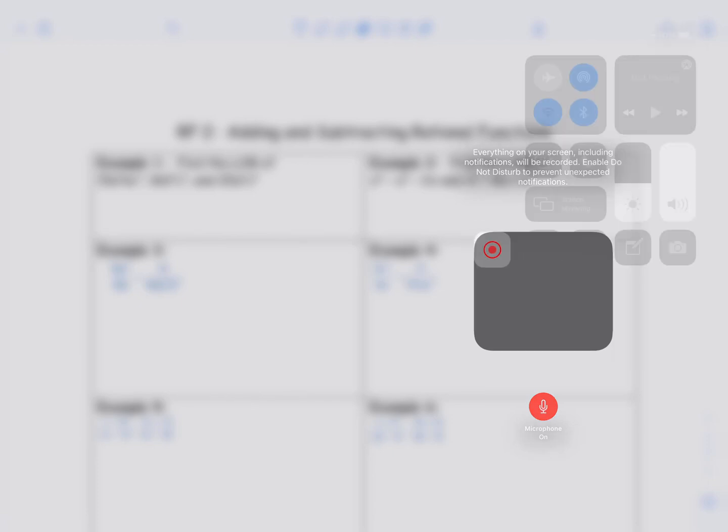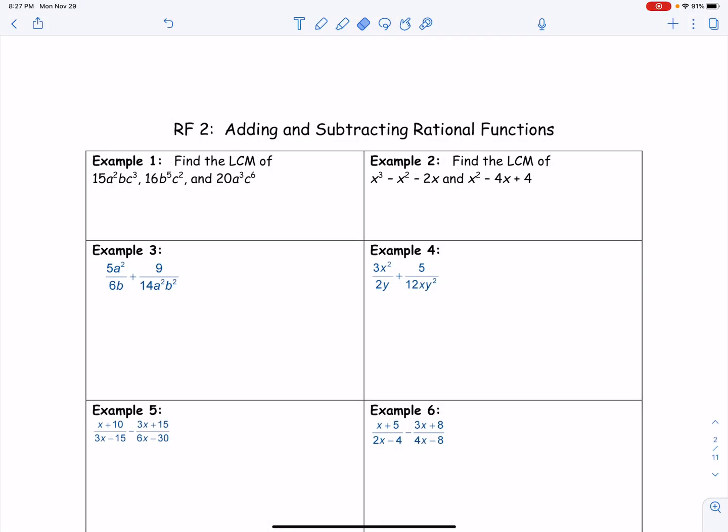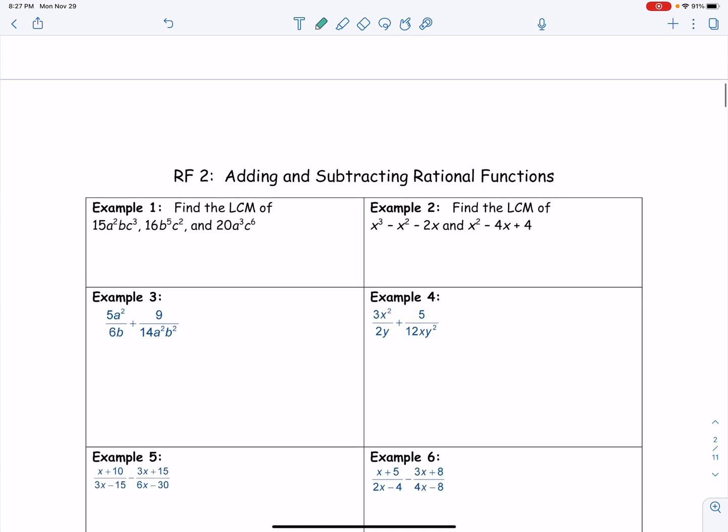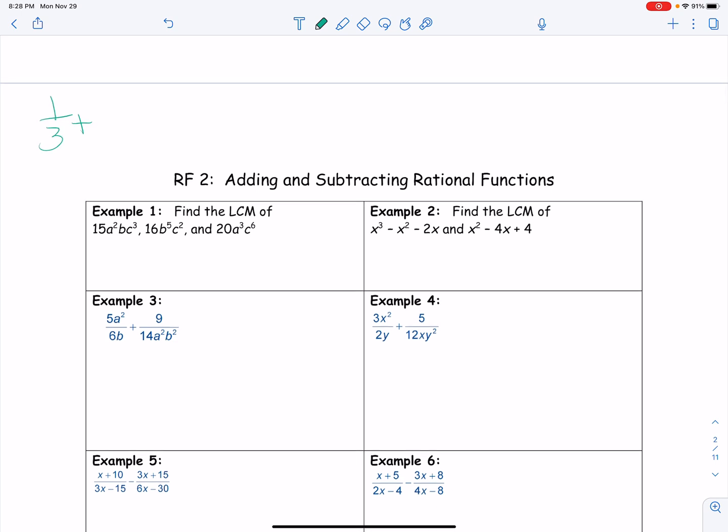All right, so we are adding and subtracting fractions today. And so I just want to review with you guys what you already know about this and what you should know. So if I had like 1/3 plus 5/12.